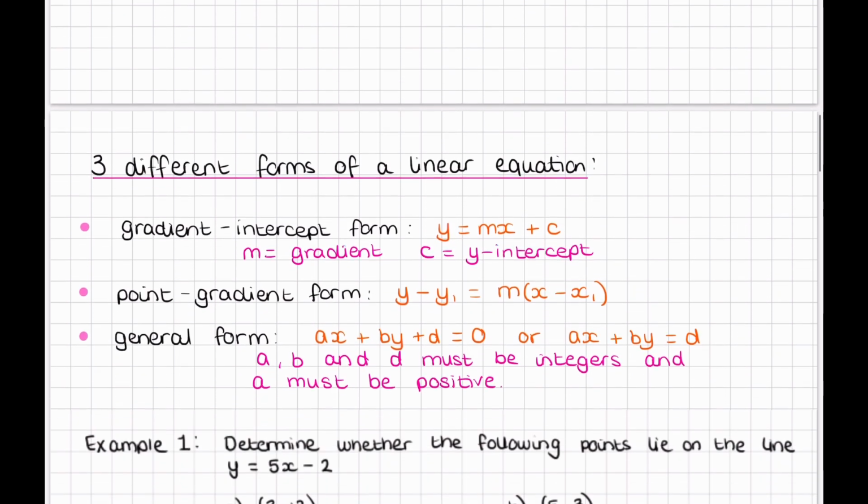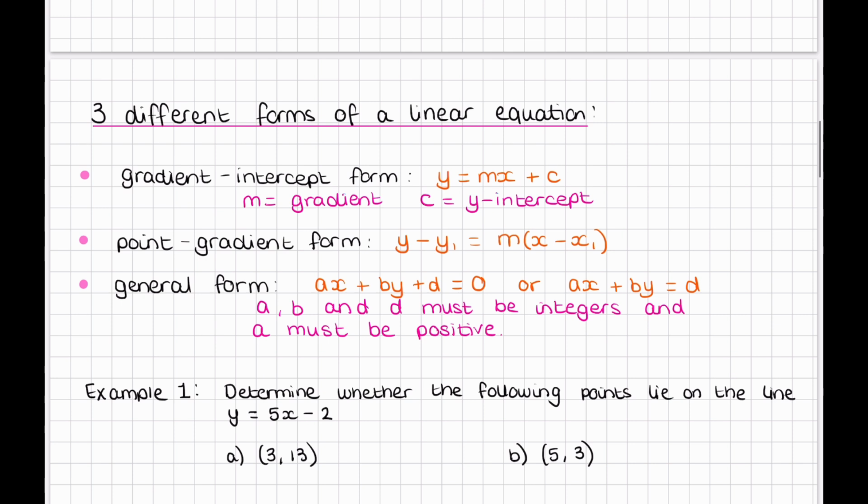Now we have 3 different forms of a linear equation that within the IB they use. We have the gradient intercept form, which is the most common that people know from earlier in high school, y equals mx plus c. m is the gradient and c is the y-intercept. We have the point gradient form, which is my personal favourite, and it is y minus y1 equals m bracket x minus x1. So you need the gradient and 1 point to substitute in.